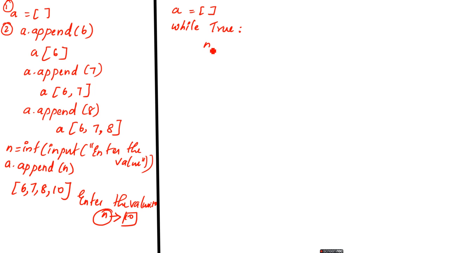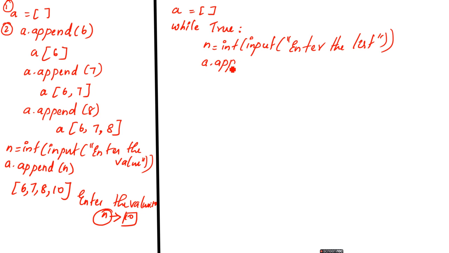Now I am writing n = int(input("enter the list")). Next we have to append the value of n to the list a. We can write a.append(n). Now n is added to the list. In this way we can enter multiple elements to this list. Now I want to stop it.